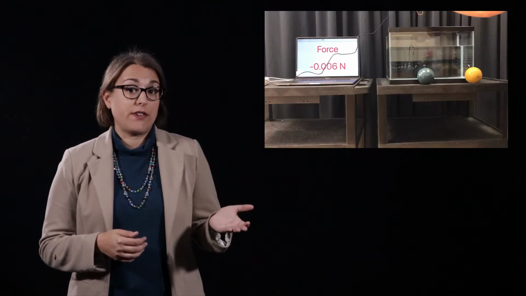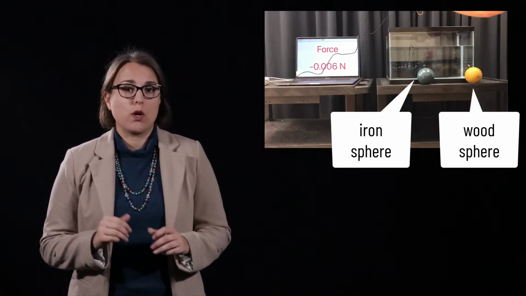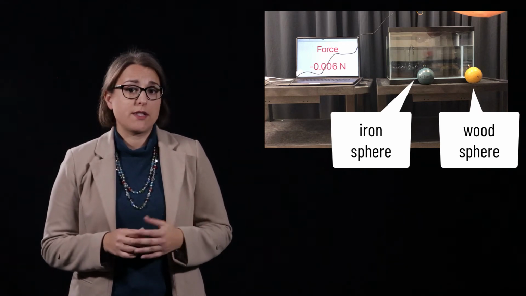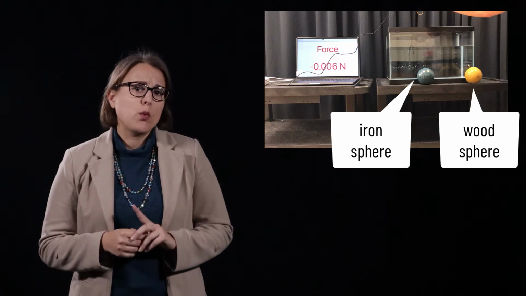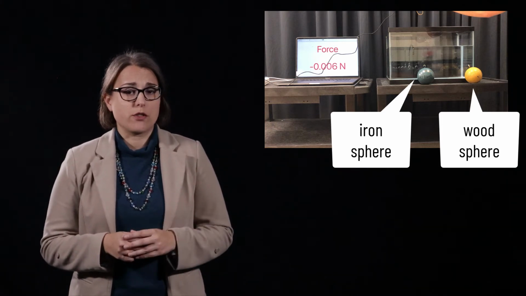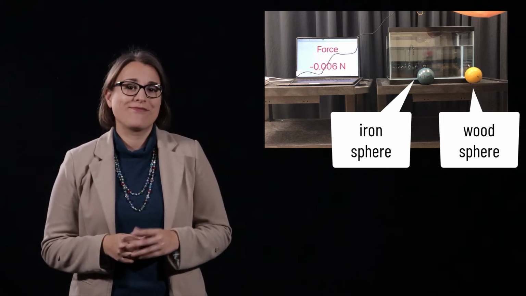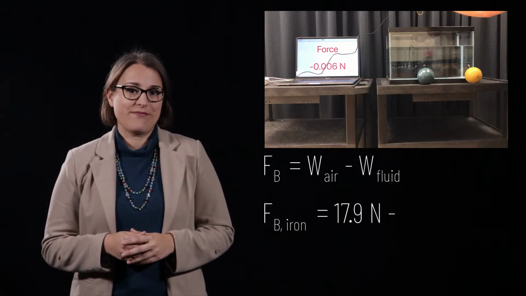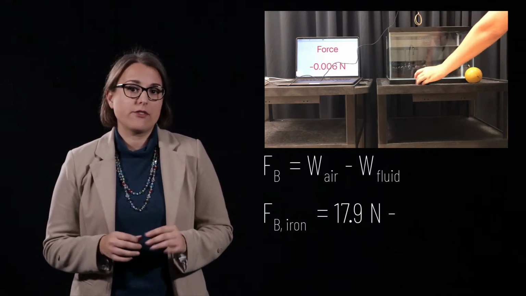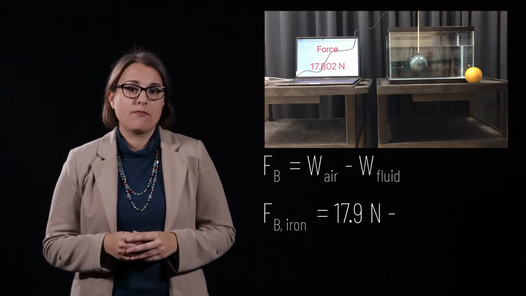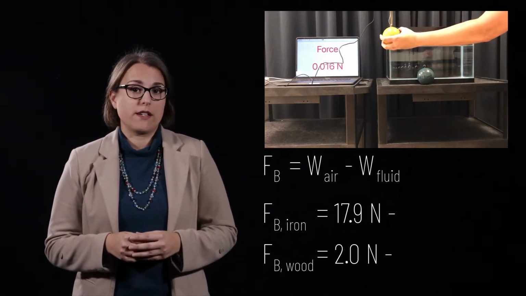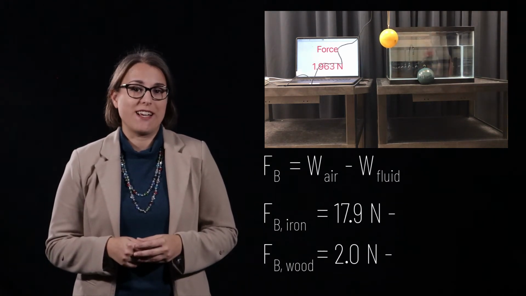I have here two spheres. One is iron and one is wood. They both have the same size and shape, which means they have equal volumes. Which one will have a larger buoyant force when I place them into a fish tank? Let's find out. The weight of the iron sphere is 17.9 newtons when measured in air. The weight of the wood sphere is 2 newtons when measured in air.